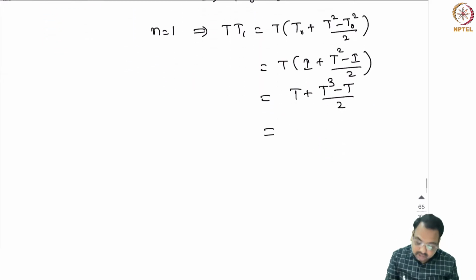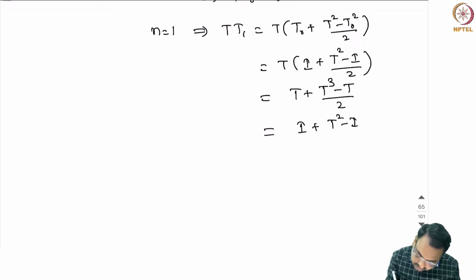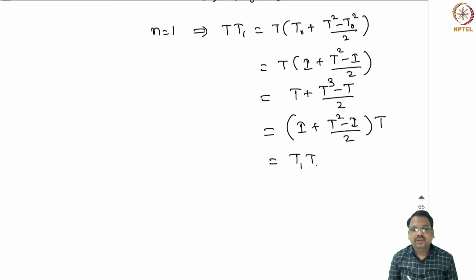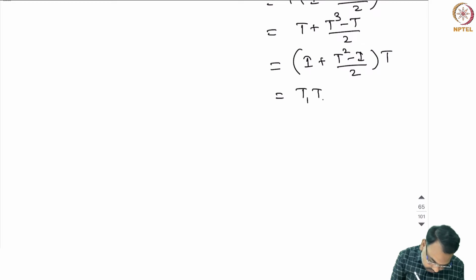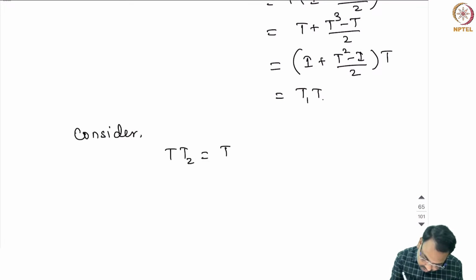So we can take T common from the right-hand side. This is I plus T squared minus identity by 2, multiplied by T, and this is nothing but T1 into T. So we have shown that T and T1 commute. In the same way, if we consider T into T2, this is T into T1 plus T squared minus T1 squared by 2.